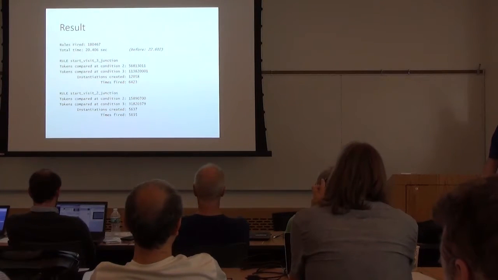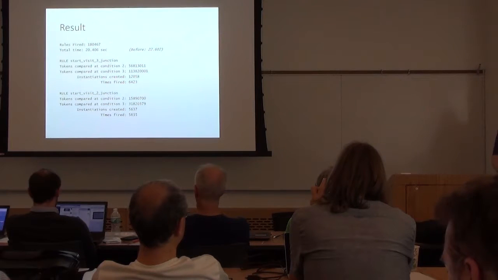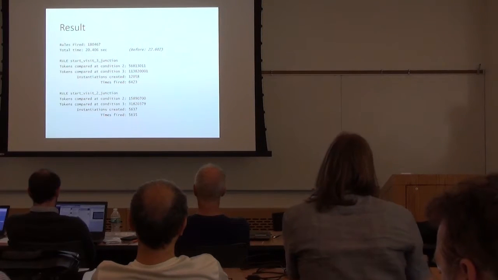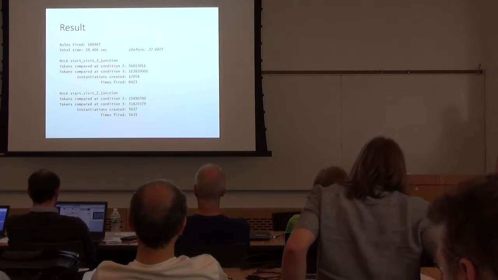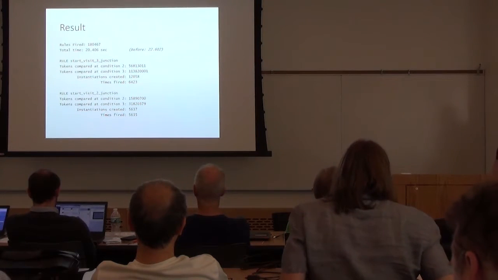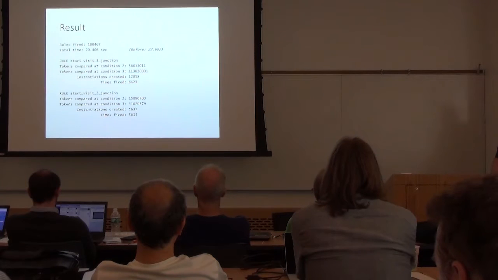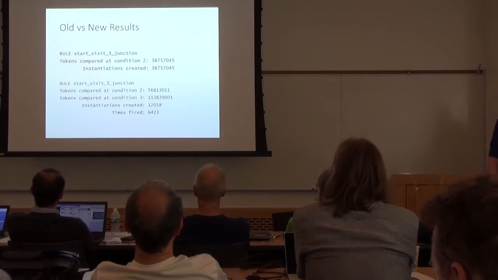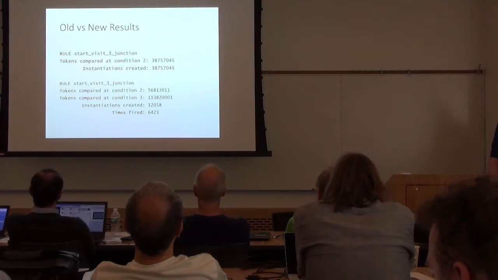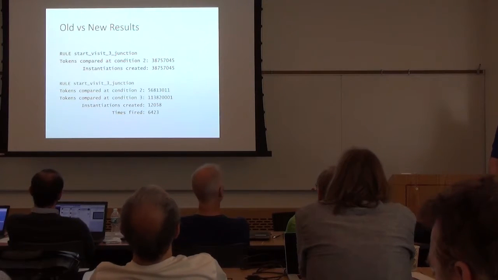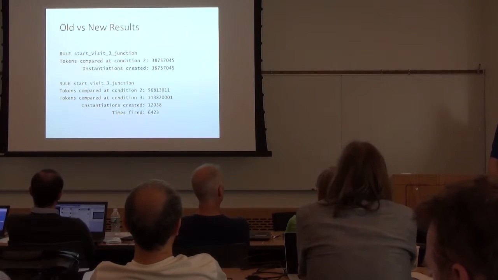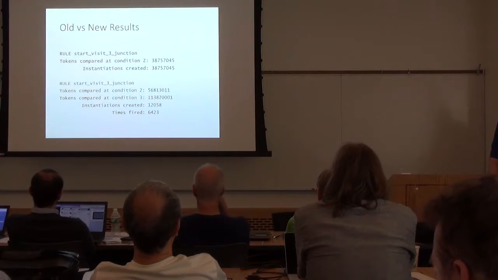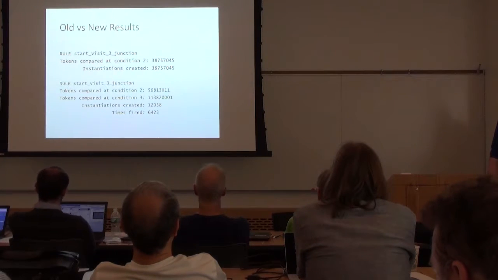By the way, I wonder why the number of instantiations is greater than the number of times by one. That's because some jumps in the system have the same base point, so it finds every one with a minimum base point. And here's comparing the one rule, start visiting three jumps. And as you see, the number of tokens compared is really high.